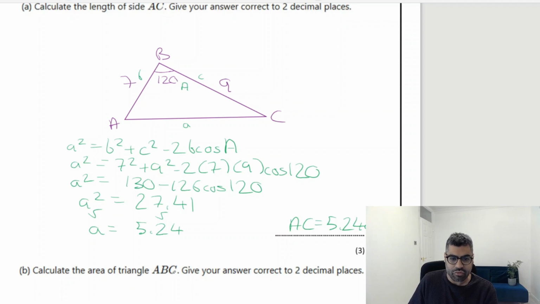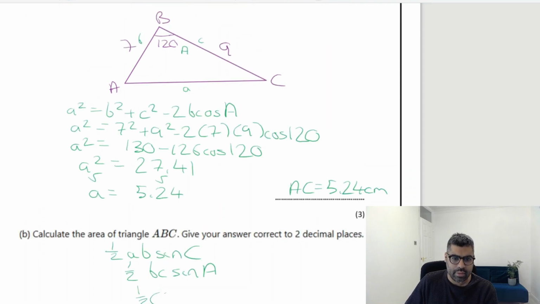Now to calculate the area of triangle ABC, we're going to use our advanced trigonometry formula to work out the area of a triangle, and that is the formula half ab sine big C. So C is the angle which is wedged between our two lengths. Now in this case, our angle is A, right? And A is the angle A, which is 120, is wedged between 7 and 9. So we're going to rewrite this slightly and say half bc sine big A, which gives us a half times 7 times 9 times sine 120.